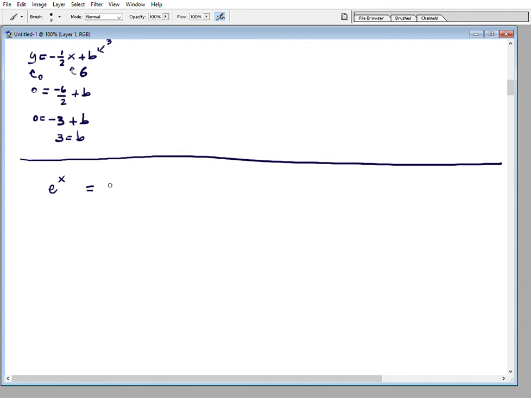a polynomial that's infinite. So e to the x is equal to 1 plus x plus x squared over 2, and so on. We'll see this later on in the course. An infinite polynomial. This is the simplest one, really. These are factorials, and it goes on forever. So this is basically similar to a polynomial. It's just an infinite polynomial.